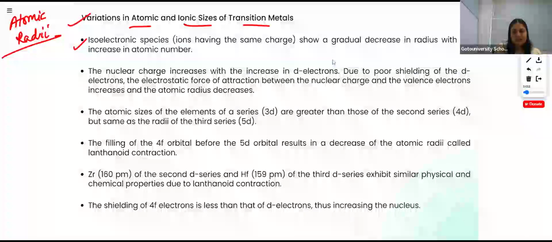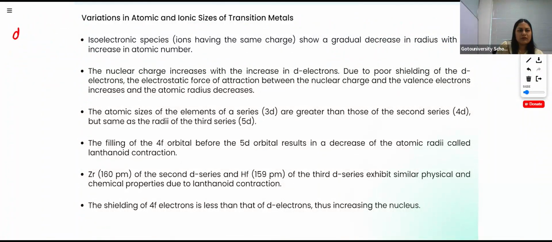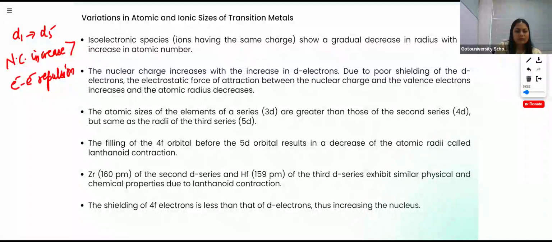If we talk about d1 to d5, the nuclear charge of the element is increasing. And why? Because there is electron repulsion. For d1 to d5, the nuclear charge on atoms increases. Why? Because there is electron repulsion. Where is the electron repulsion? In the d subshell.